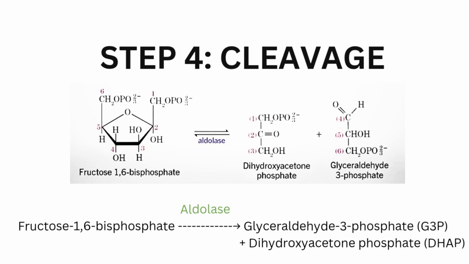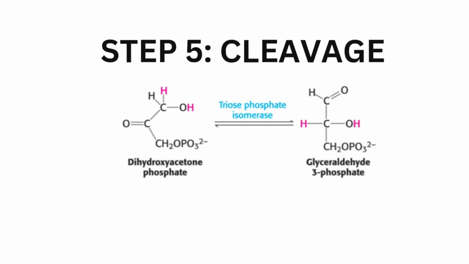So from a 6-carbon sugar, we get two 3-carbon compounds. This reaction is reversible and does not involve any ATP, which is why there is no red marking in this step. Now let's move to reaction 5 of glycolysis, which is again an isomerization reaction.